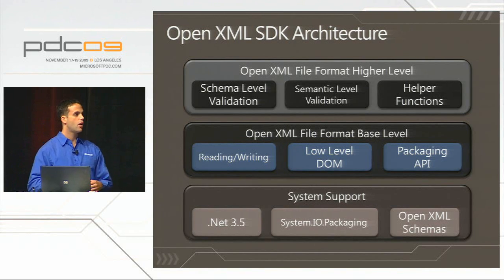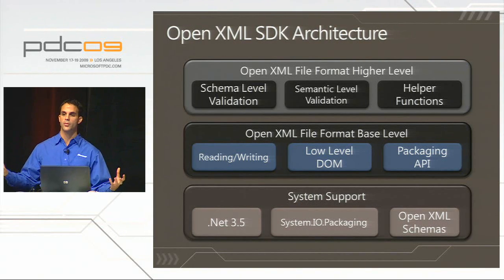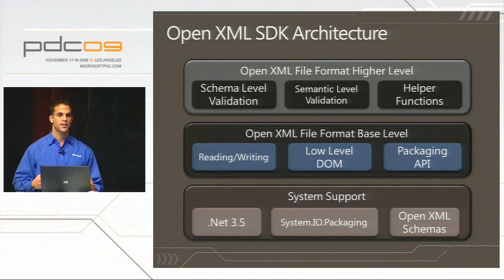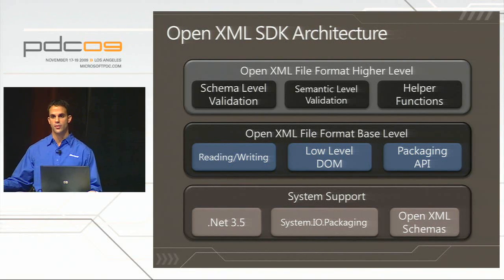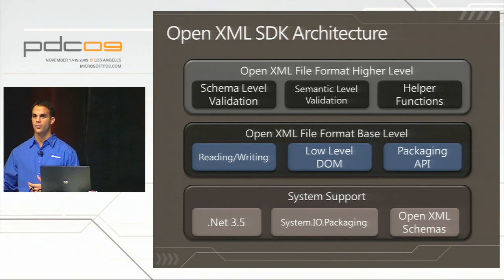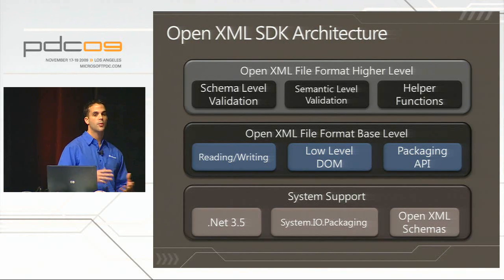The low-level DOM component is where we've mapped all of these schema elements to objects. So instead of working with XML, remembering the namespaces and all the spelling, you just have to work with objects. If you have a paragraph element, you just work with a paragraph object. If you have a table element, you just work with a table object. So no more needing to deal with XML directly. You just work with objects themselves.